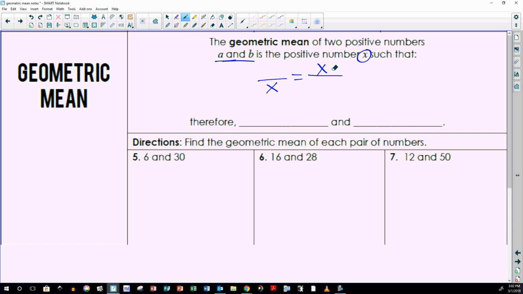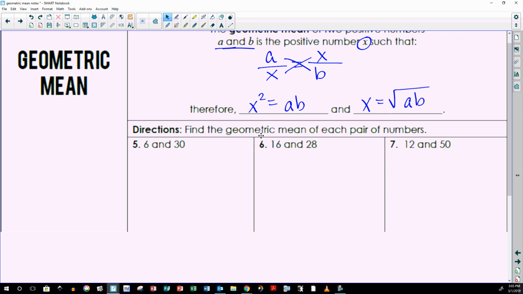It'll be the numerator of one fraction and the denominator of the other. The other 2 numbers just go in the other 2 spaces, and it doesn't matter which is which, as long as you have an X in the top and an X in the bottom, so that when you cross multiply, you get X squared equals AB. Then you take the square root of both sides. So the geometric mean is the square root of the product of 2 numbers.